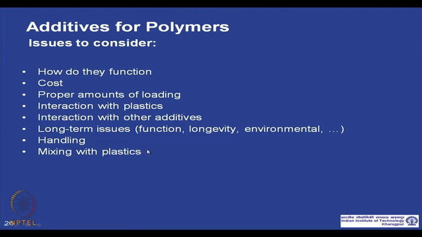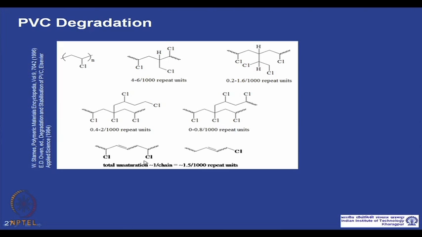The handling of the additives is also a concern. For example, liquid additives are normally difficult to handle. If you are using a polymer powder and if you want to add liquid, the dispersion of the additives in the polymer powder is difficult. So, you must know how you will handle the additives which you are going to add in the formulation, and how you are going to mix them with the plastics, that is important.